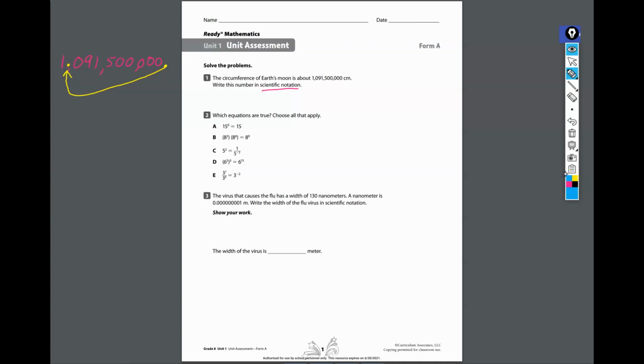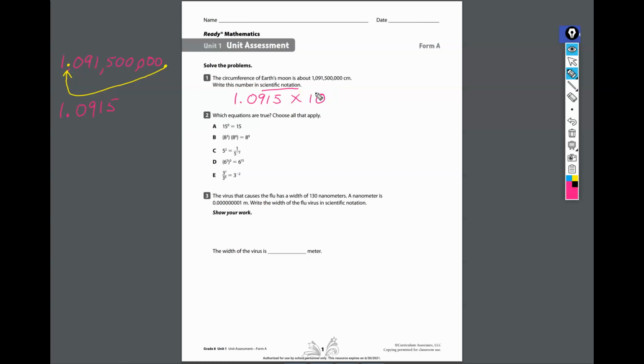That's going to give me 1.091. Notice I'm dropping the commas, and I'm also dropping the zeros after the last digit of 5. If there was another number, then I would include it, like I needed this 0, it's very important. So my final answer will be 1.0915. But how many places did I move that?